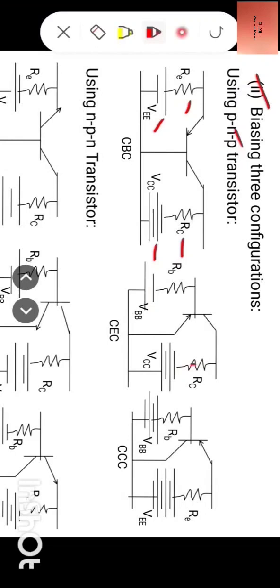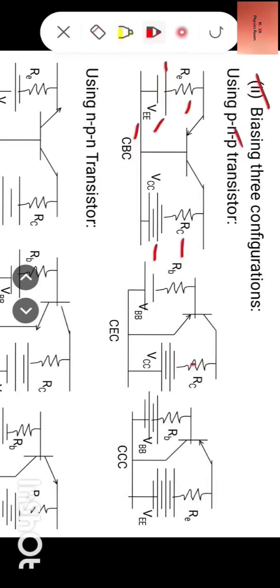How do we name the resistance and battery? The method is to take the first letter of the terminal and put it in small size on the leg of the resistance, and in capital size on the leg of the battery two times. Okay. So this is the method by which we apply bias to any configuration of the transistor of any type.